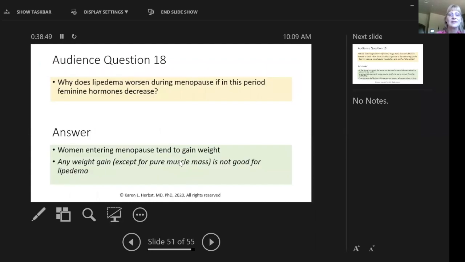Number 18, why does lipedema worsen during menopause if in this period feminine hormones decrease? Well, the reason is that lipedema develops not only during times of hormone change, so puberty, pregnancy, menopause, but these are also times when we are gaining weight and our shape is changing. So any weight gain, except for gaining pure muscle mass, is not good for lipedema. So the development of obesity or obese fat worsens lipedema, and lipedema can increase the risk for development of obesity.